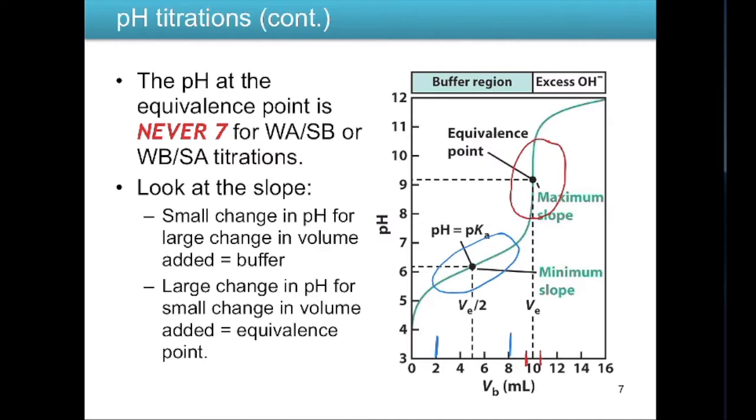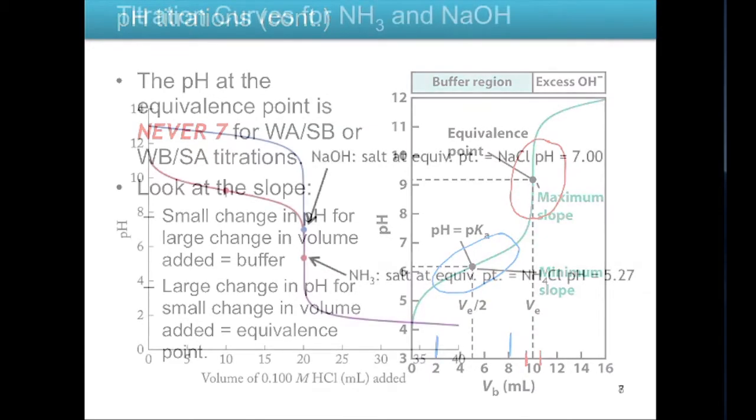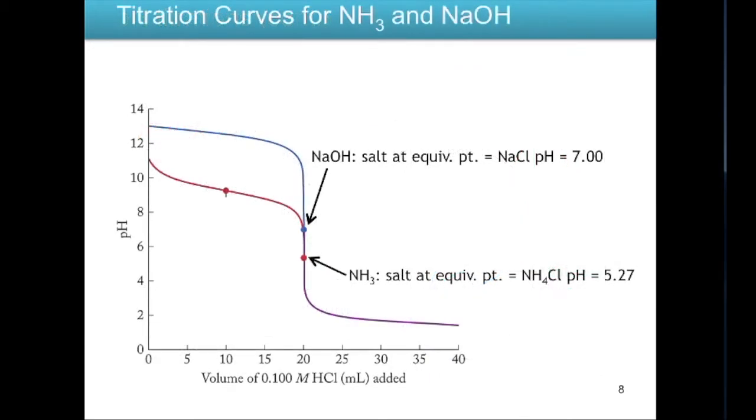So the steepest part of the titration curve is where the equivalence point occurs, and before the equivalence point, the flatter portion of the curve is where the buffering region is. And remember, the buffering region only occurs if the analyte is a weak acid or a weak base. So the next couple slides are just giving you an idea of what the titration curves look like if we have strong acid, strong base, or strong acid, weak base titrations.